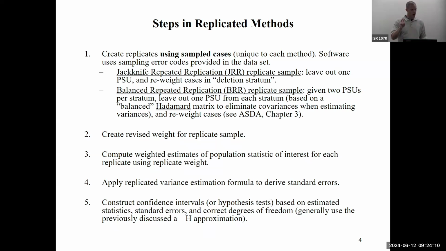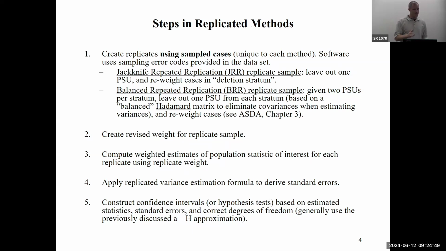So BRR requires that sampling error calculation model with 2 clusters per stratum. Given those 2 clusters per stratum, we leave out one PSU, not just from a single stratum, like in the jackknife, but from every stratum. We literally delete half the sample to form the replicate. And then we upweight the remaining cases by a factor of 2 to account for the half sample that was removed from the observed data set. Okay, and then we do that again to form a second replicate. Then we do it again to form a third replicate, each time leaving out half the sample.